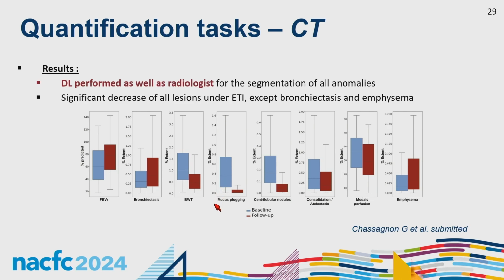Then we applied it in our cohort of patients treated by ETI, and we saw that there was a significant decrease of all lesions except bronchiectasis and emphysema. Why was there no decrease of bronchiectasis under treatment? Because on the baseline CT scan, the bronchiectasis were full of mucus plugging, so they were considered as mucus plugging and not as bronchiectasis. And when the mucus plugging was removed from the bronchi, the bronchi were then considered on the follow-up CT scan as bronchiectasis. So that is why we have this increase of bronchiectasis, but it is artificial.